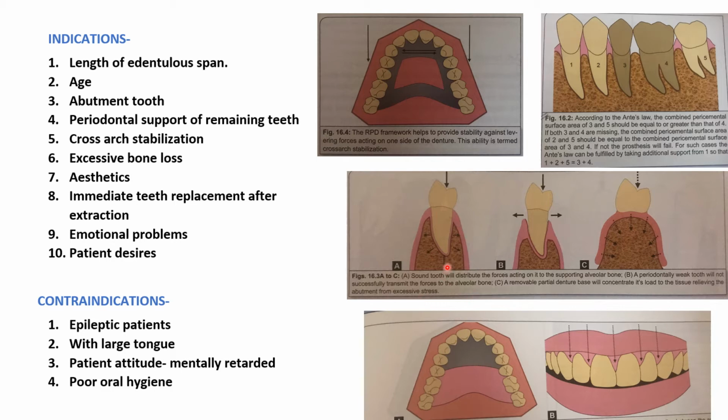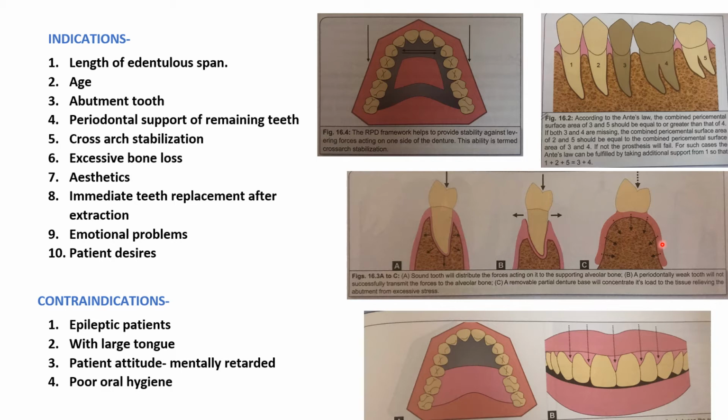Now, as you can see over here, this is a tooth which distributes the force onto the surrounding alveolar bone evenly. A periodontally weak tooth will not successfully transmit the forces to the alveolar bone. This tooth has periodontal problems, so it cannot transmit the forces to the alveolar bone. A removable partial denture base gets support from all over the ridge, and because of that you can use removable partial dentures.